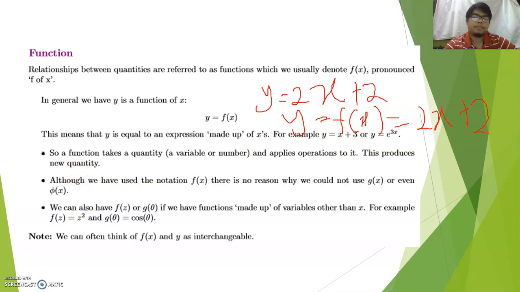Besides, in our function, we can have many variables. For example, y equal to x plus 3x squared plus 5z. It's not a problem with that. So in our function, we can use more than one variable.